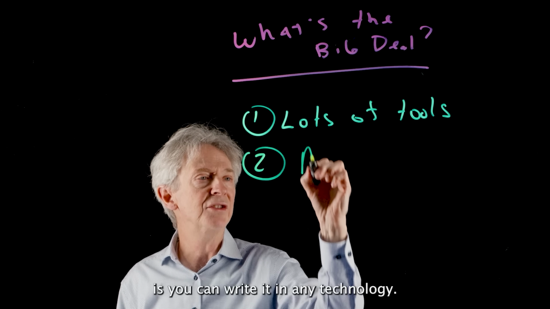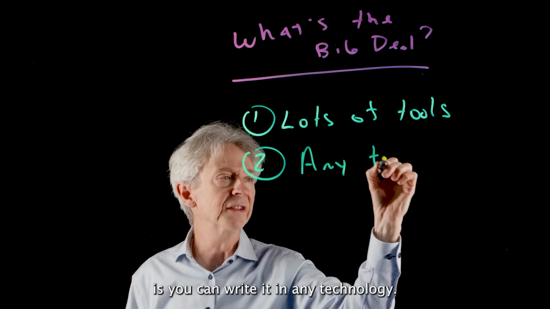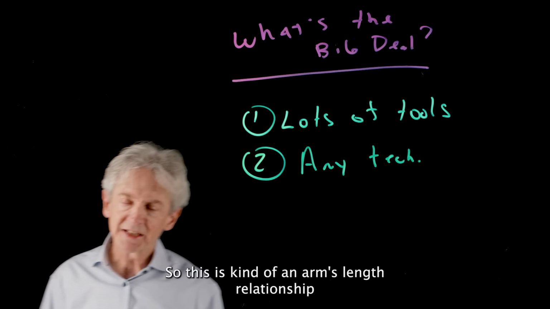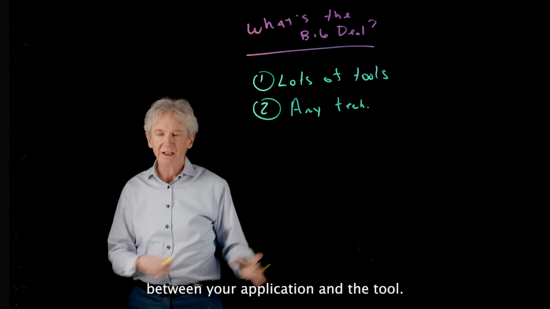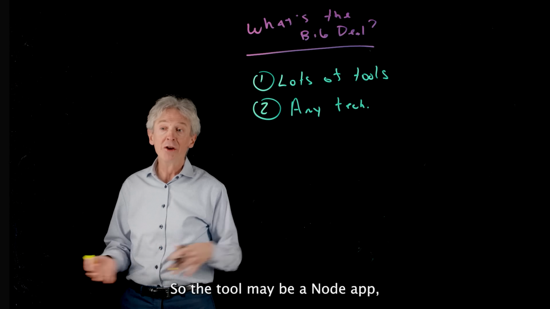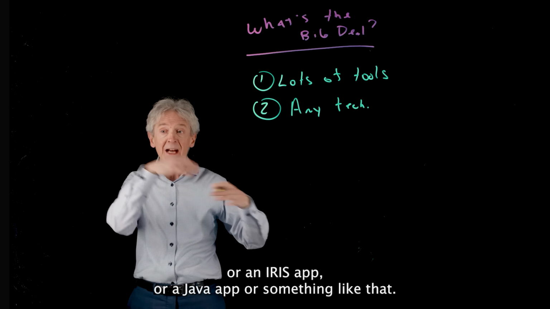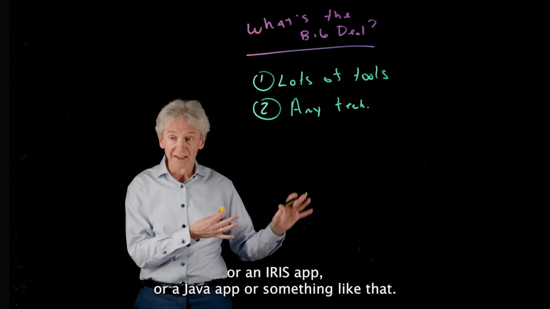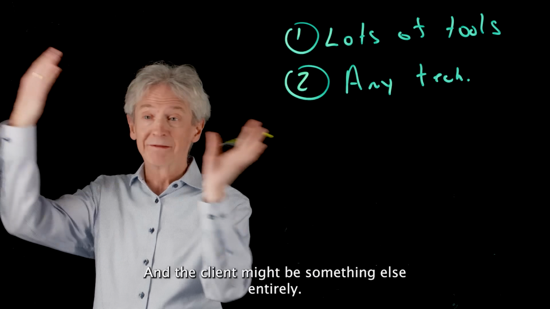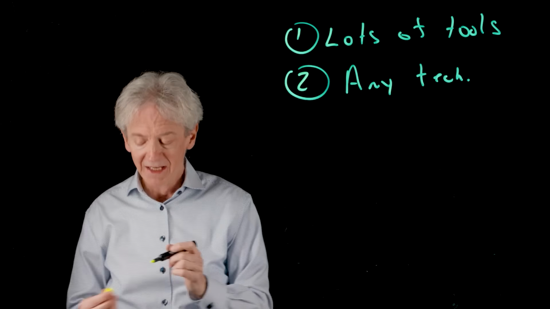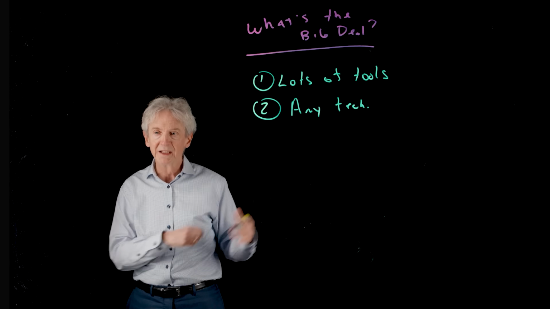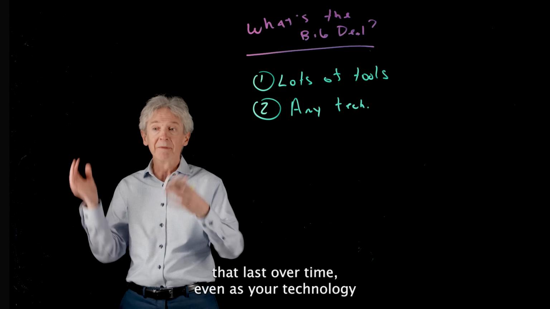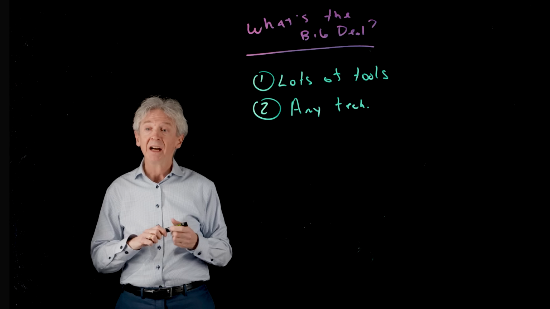Second thing is you can write it in any technology. So this is kind of an arm's length relationship between your application and the tool. So the tool may be a Node app or an Iris app or a Java app or something like that. And the client might be something else entirely. And so this kind of handshake allows you to write tools that last over time, even as your technology evolves.